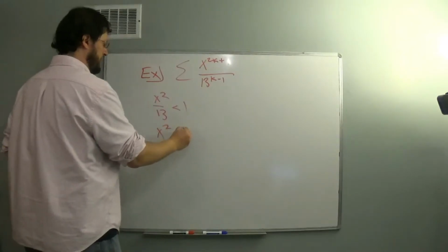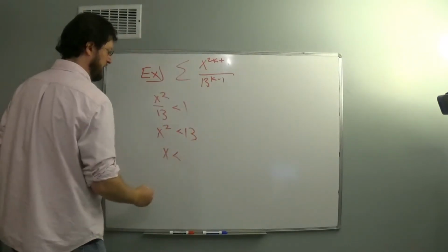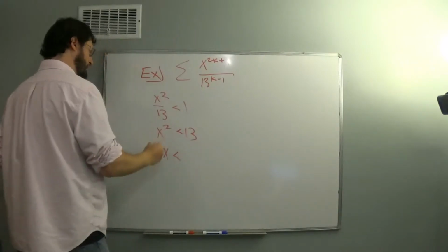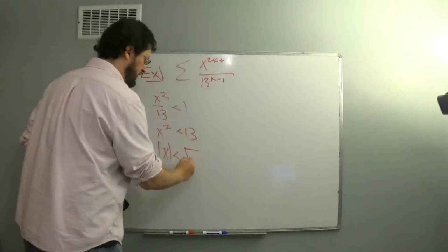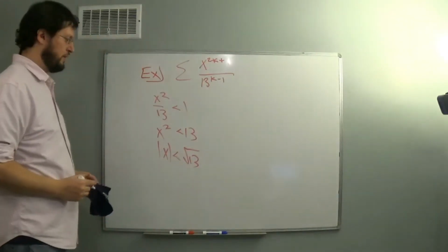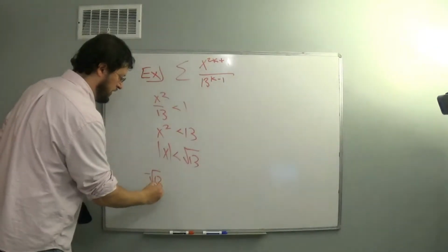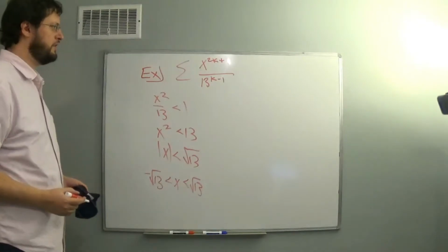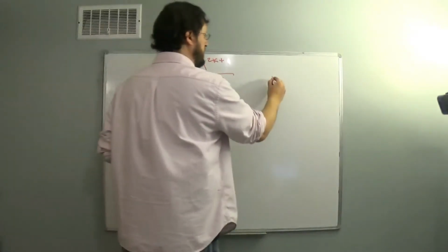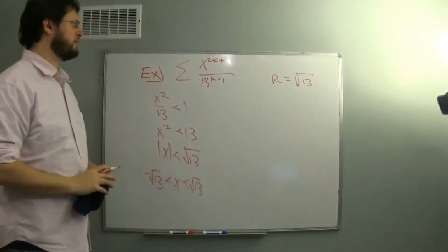That leaves me x squared is less than 13. Take the square root of both sides, where the square root of x squared is really the absolute value of x, so it does pop back in for us, giving us the square root of 13, which makes negative root 13 less than x less than positive root 13, so that the radius of convergence is the square root of 13.